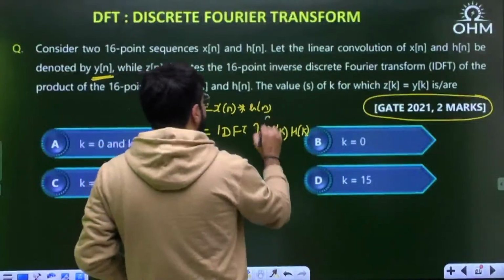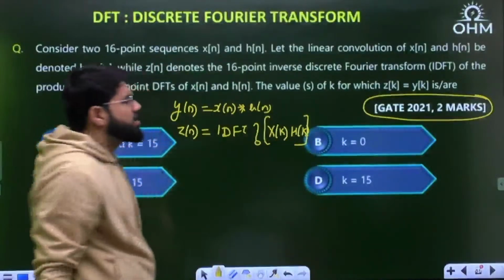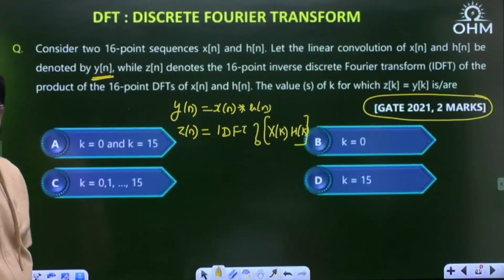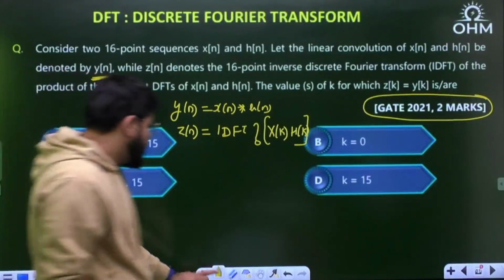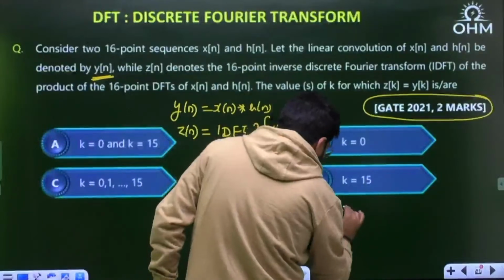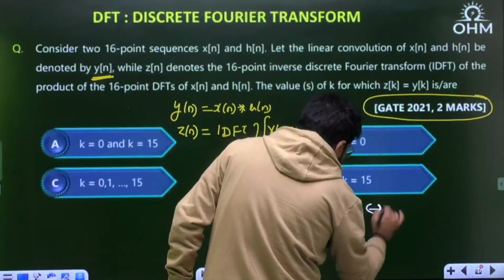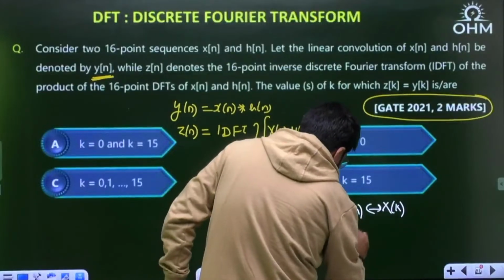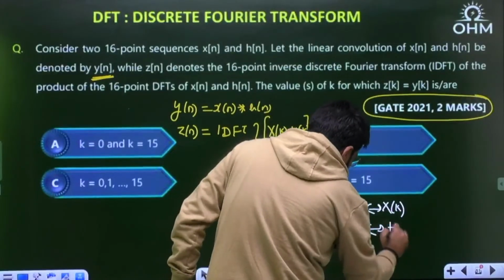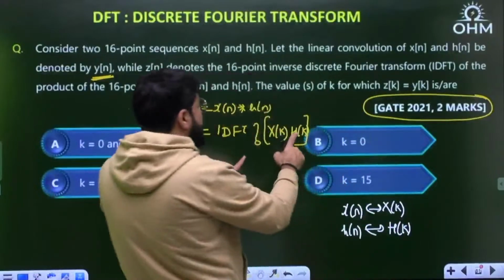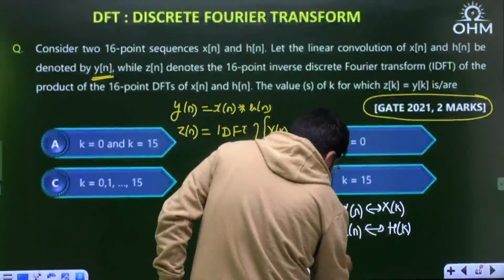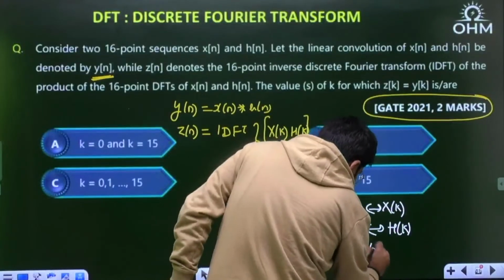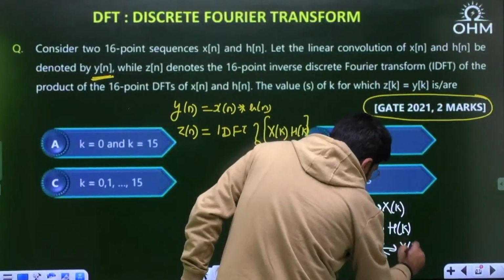It is the IDFT of Xk, Hk. Now it is on the circular convolution property. See, what I have told you: if Xn has some DFT Xk and if Hn has some DFT Hk, then Xk and Hk multiplied, multiplication in frequency, will occur when there is convolution in time. So Xn circular convolution Hn will have the DFT Xk, Hk.